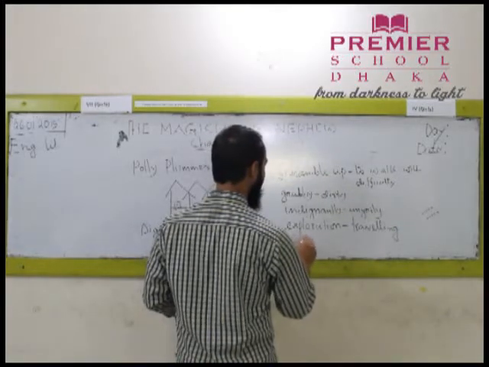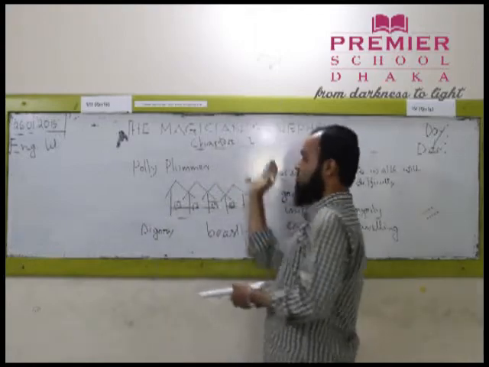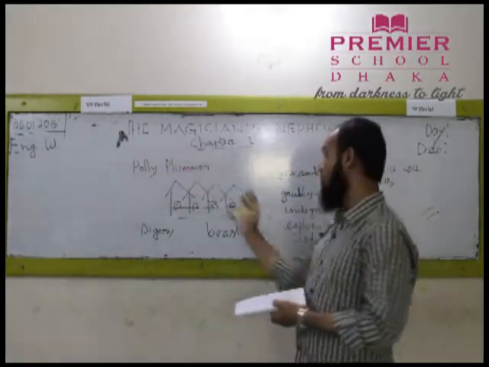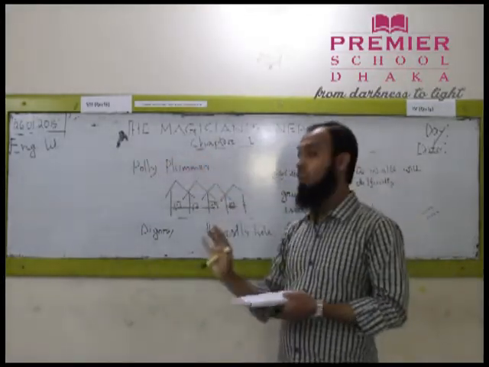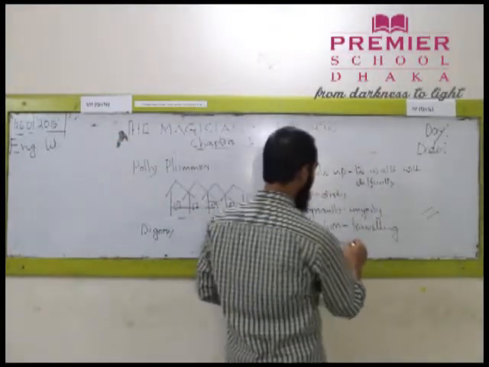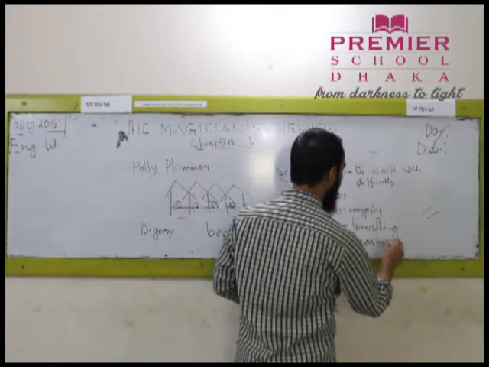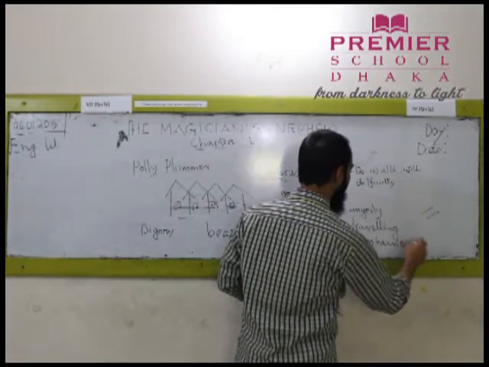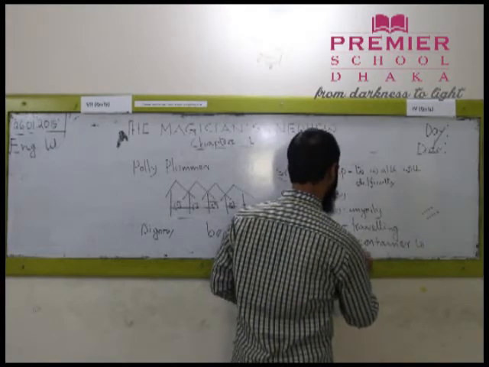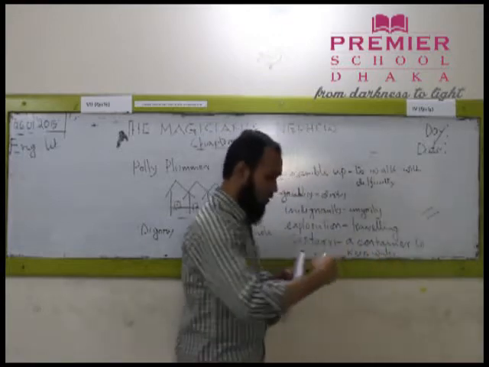It's because of the cistern that Polly could not see behind the cistern what is there in the tunnel. Right? So a cistern is a container to keep water. Alright.